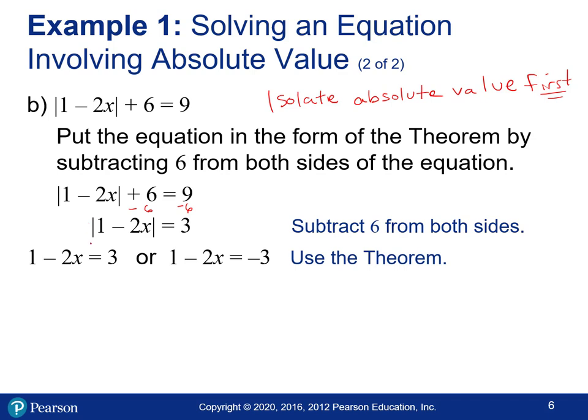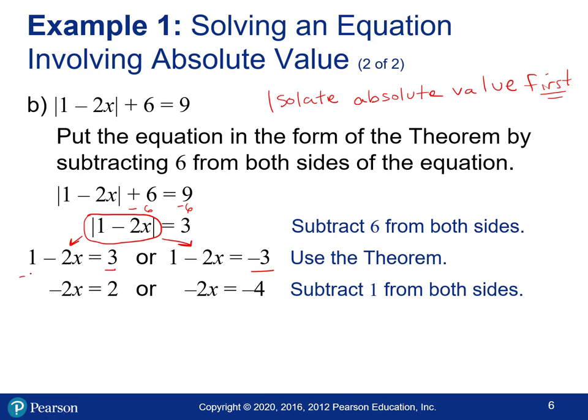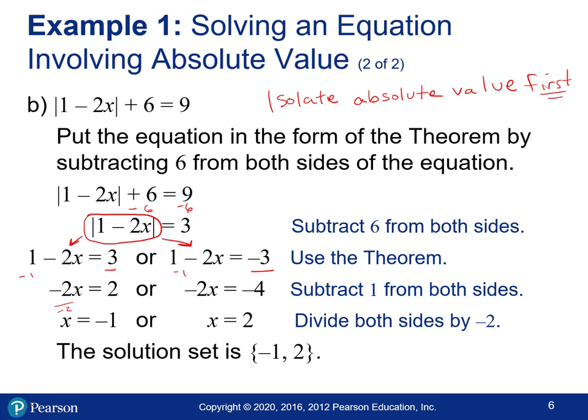Now that this absolute value quantity, this part here, is alone, we moved over that 6 by subtracting. Now we can split into the two possibilities. One where the quantity inside the absolute value bars equals positive 3, and the other one where the quantity, originally what was in there, is negative 3. And then you solve each one. We'll subtract 1 from both sides on both of these, and then divide by negative 2 on both of them, and then you get two answers, negative 1 and 2. And again, as always, you can check by plugging your numbers right back into the original, right where there was an x.